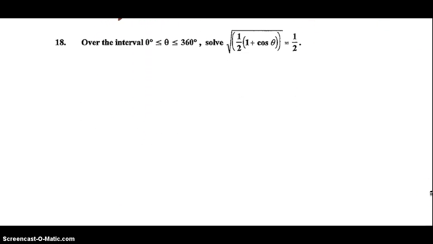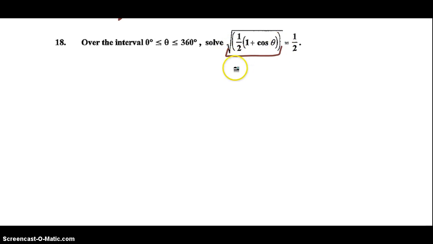Alright, last question. This one's the big one. Over the interval 0 is less than or equal to theta is less than or equal to 360. Solve this guy. Alright? There's a couple ways you can do this. I'm going to show you one way. If you were ever in doubt, you could just square both sides, get rid of the square root, and do all that. But I'm going to show you.